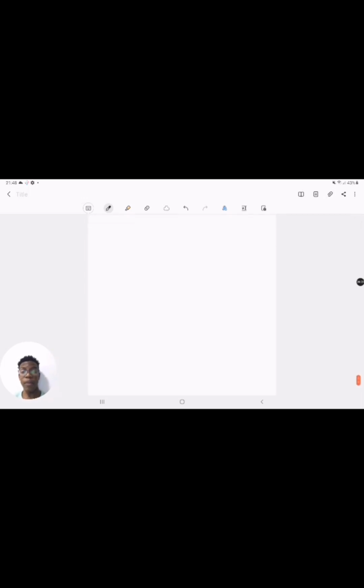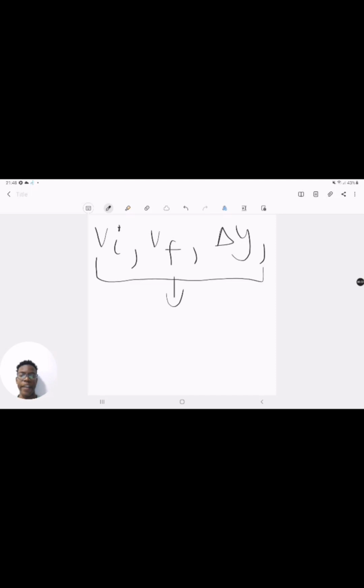Now I mentioned a couple of parameters. I'm going to go back to the equations, the official equations that were derived by Sir Isaac Newton. But just to recap, the parameters that I looked at were Vi, which is your initial velocity, Vf, which is your final velocity, and delta Y, which is your displacement. Now all of these three are vectors, meaning they have a magnitude.